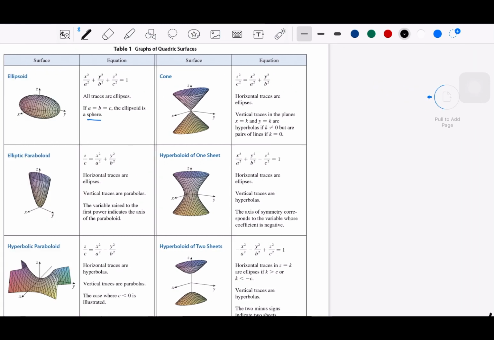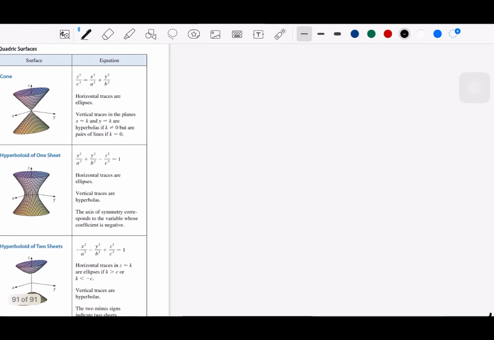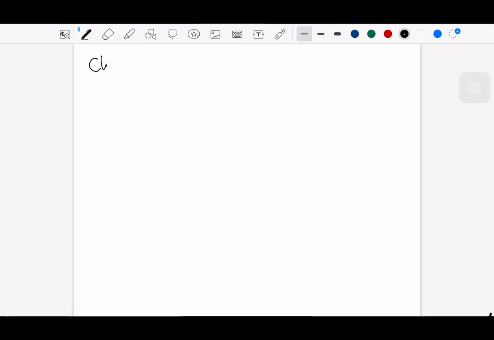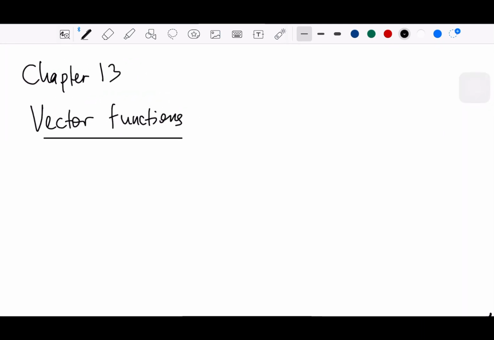Okay, I hope you have taken notes. So chapter 13. This is what we call the vector functions. So let me start with some definitions. What are vector functions?